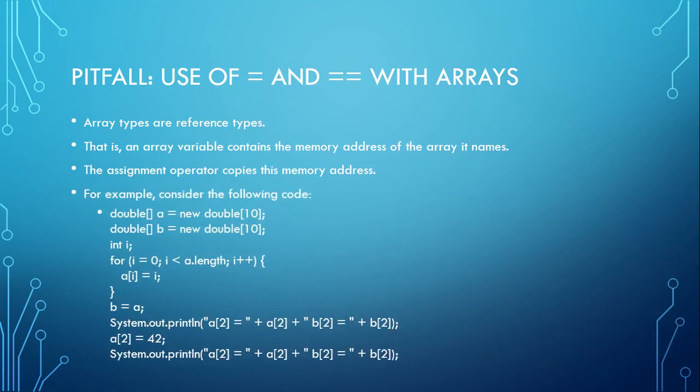So, for example, consider the following code: double[] a = new double[10]; double[] b = new double[10]; for (int i = 0; i < a.length; i++) a[i] = i; b = a; System.out.println(a[2] + " " + b[2]); a[2] = 42; System.out.println(a[2] + " " + b[2]).